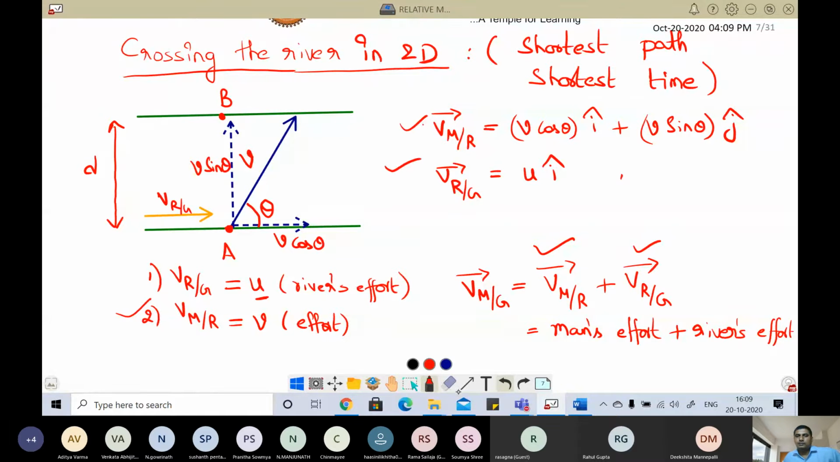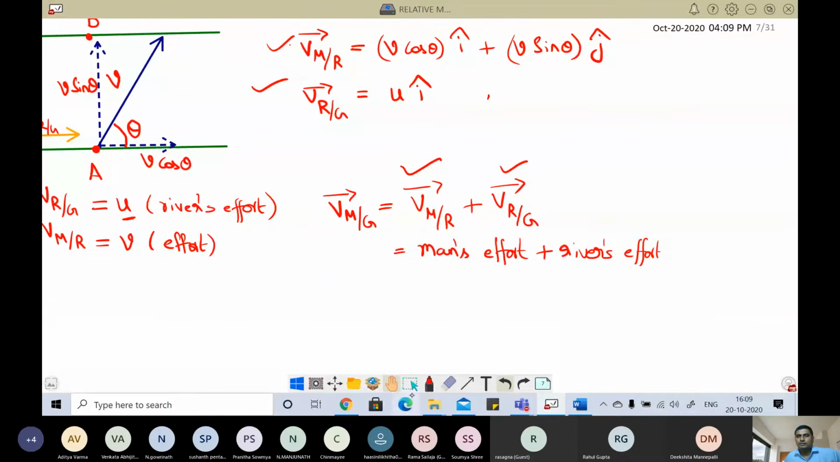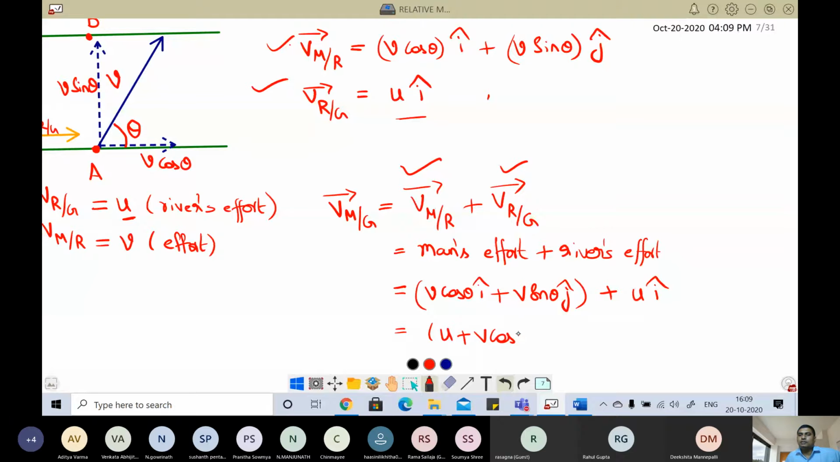Now according to this equation, velocity of man with respect to ground is equal to velocity of man with respect to river plus velocity of river with respect to ground. So now we can add these two quantities, that is equal to v cos theta into i cap plus v sin theta into j cap, plus velocity of river with respect to ground, which is u times i cap. Now if you separate i cap and j cap, then it will be (u plus v cos theta) into i cap plus v sin theta into j cap. Okay, so this is the velocity of man with respect to ground.